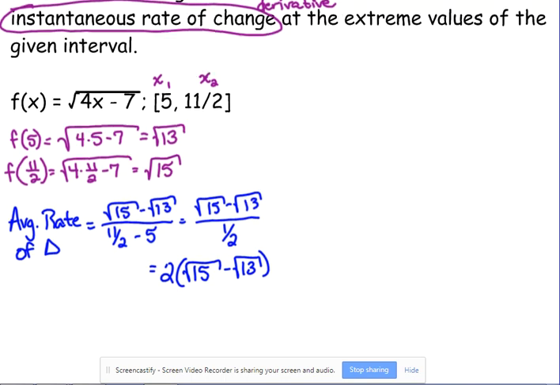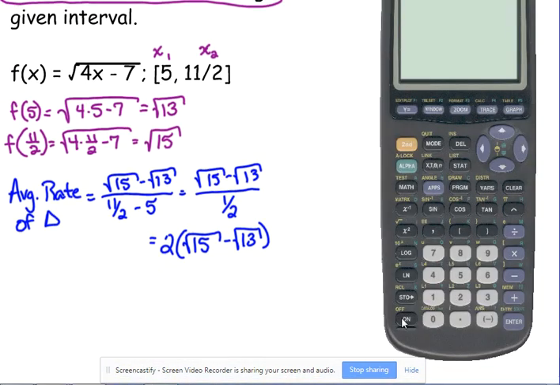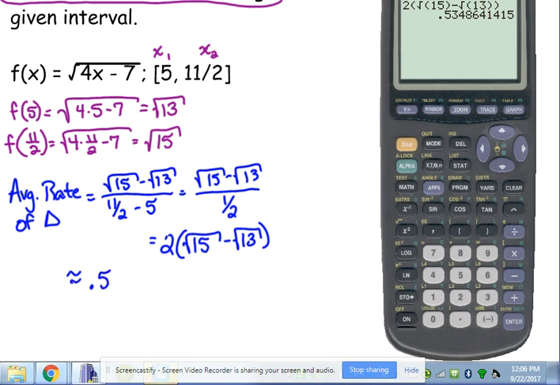So that does need to be done without a calculator, but I'm going to want to compare this. I want to compare this average rate of change to the instantaneous rate of change. So I'm going to go ahead and give my decimal approximation here, just so that I have something to compare it to in a minute. So 2 times the square root of 15 minus the square root of 13 is approximately 0.534.